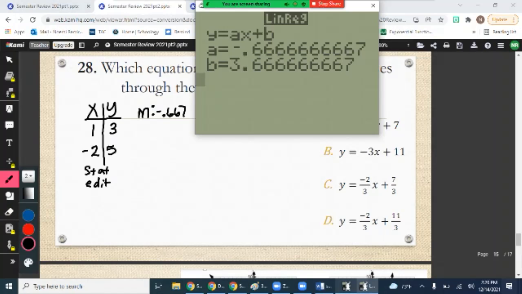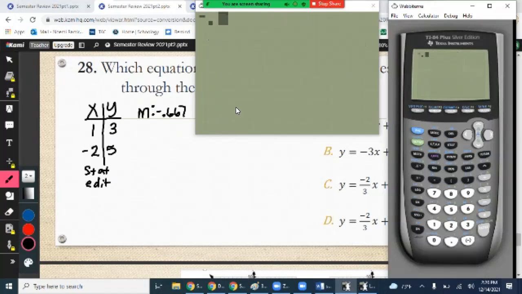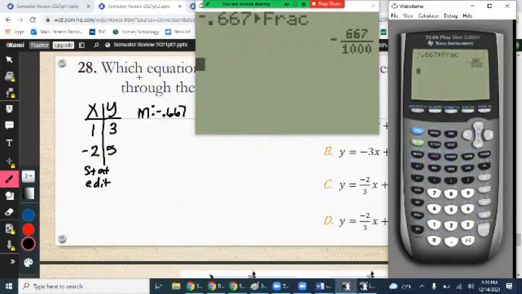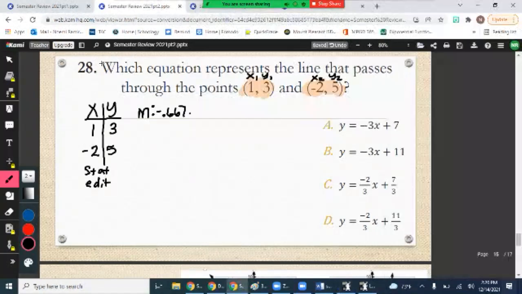Now, unfortunately, if you try to type in -0.667, hit math, enter, enter, it's not going to change it to a fraction. This is just one of those fractions that you should know. What is -0.67 as a fraction?